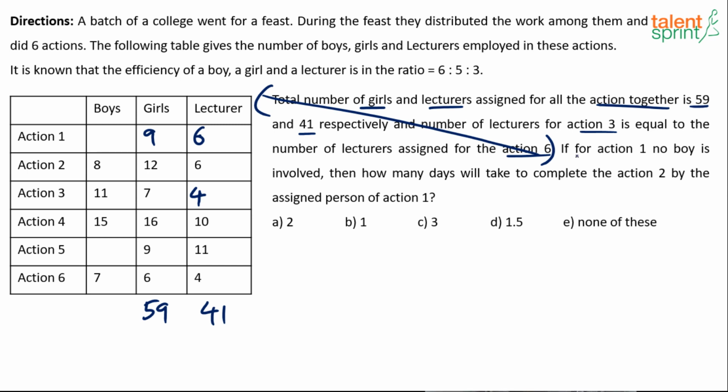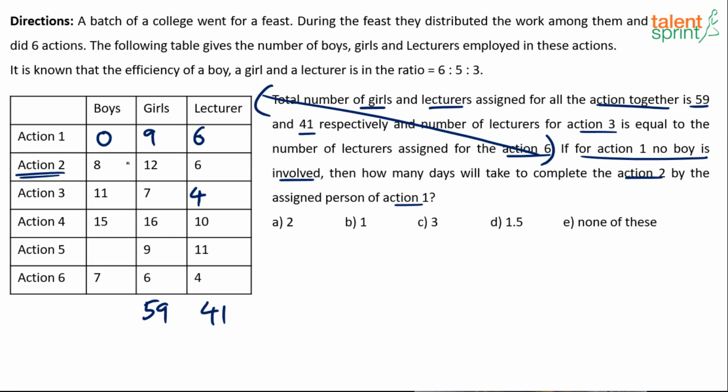Now comes the question. If for action 1 no boy is involved, meaning the number of boys in action 1 is 0, no boys involved, then how many days will it take to complete action 2 by the assigned persons of action 1? You have to complete action 2, but by the assigned persons of action 1. How do you do this? How many days will it take to complete action 2 by the assigned persons of action 1?